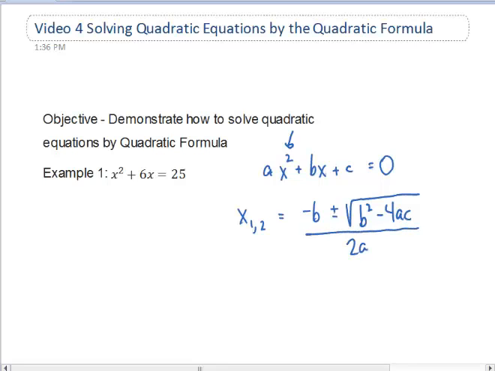Now this is for roots where you can't factor them easily and you don't feel like completing the square. So this is an alternative method.